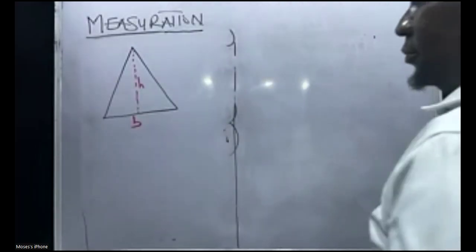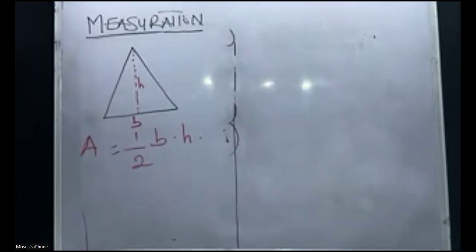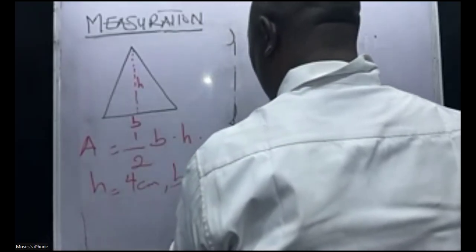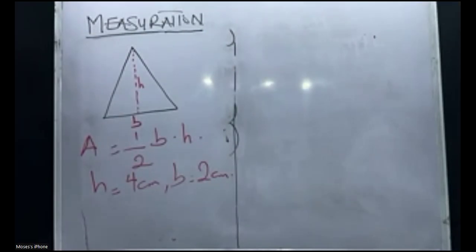And what's the formula? Area of the triangle is what? Half base times your height. That's the basics. So if you are given a triangle of height 4 centimeter and the base is 2 centimeter, what will be the area? Please quickly tell me. What is the area? 4 centimeter what? Square. Please, don't forget. All right, good.